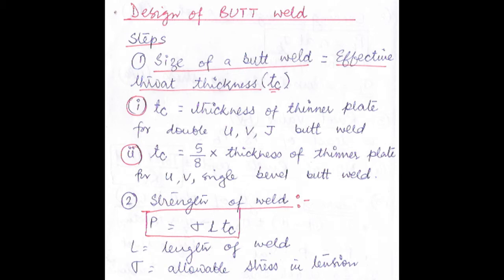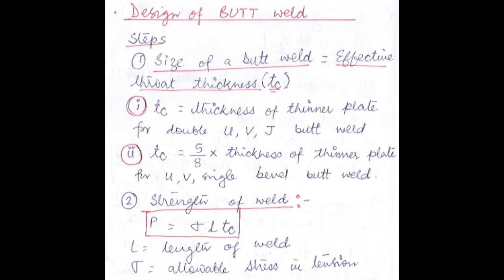Correct? But if it is a single U, V bevel butt weld, what do you have to take? The effective throat thickness will be 5/8 times the thickness of the thinner plate. So you have to remember that in case of a U, V single bevel butt weld, TC, that is the effective throat thickness, is equal to 5/8 into the thickness of the thinner plate.